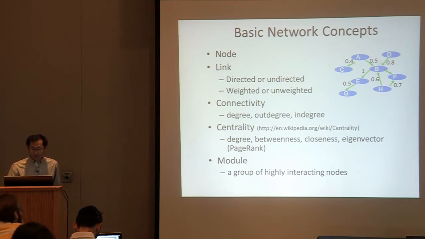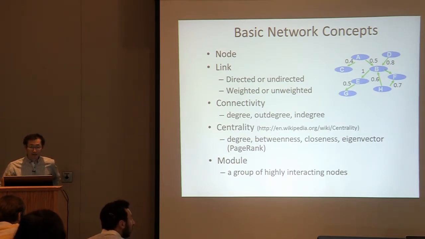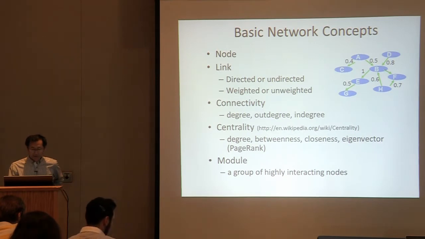So okay, let's start from simple. So basically, you have a network like this, and you can define links, directed or undirected. A link can be weighted or unweighted, and then you can define connectivity or a bunch of centrality measures, closeness, degree, and page rank, and then you have modules. The modules can be overlapped or can be separated. So those are the basic concepts.